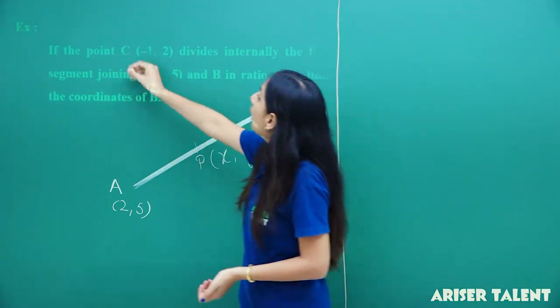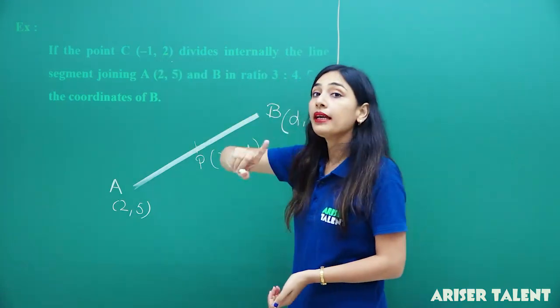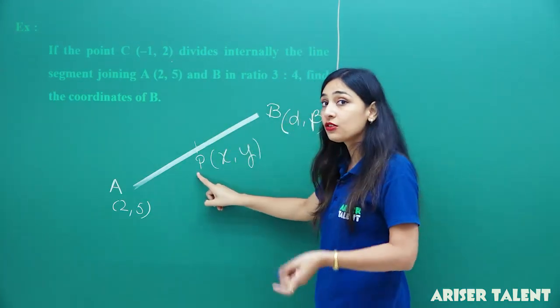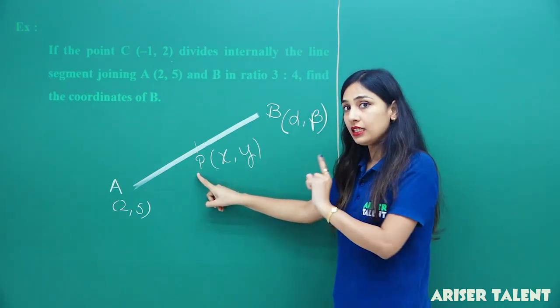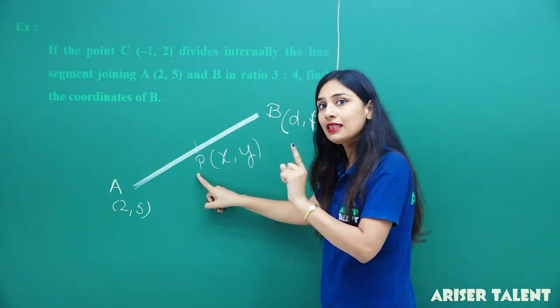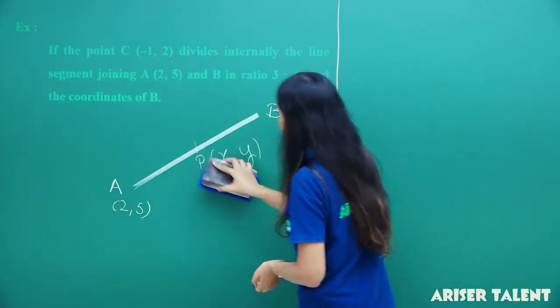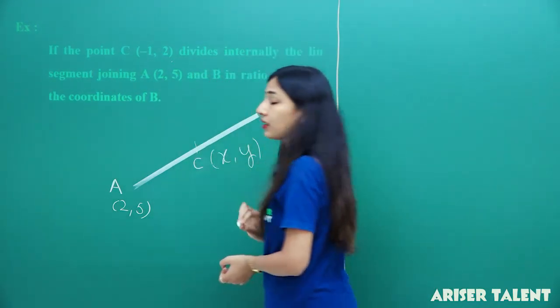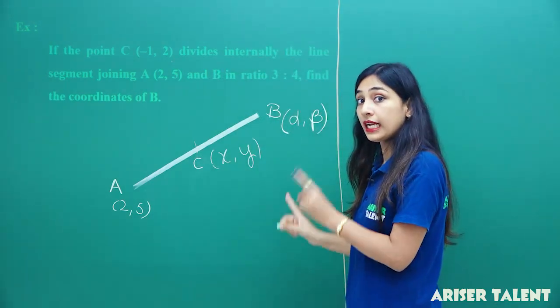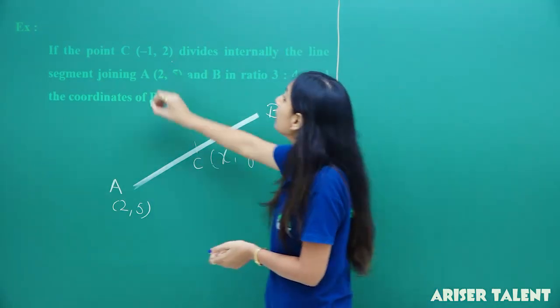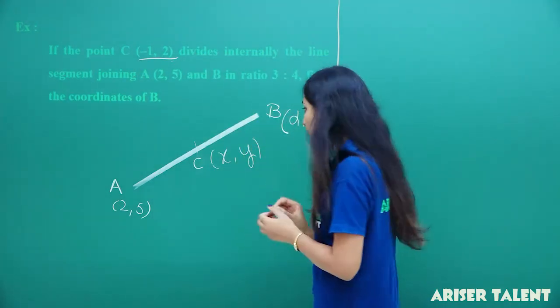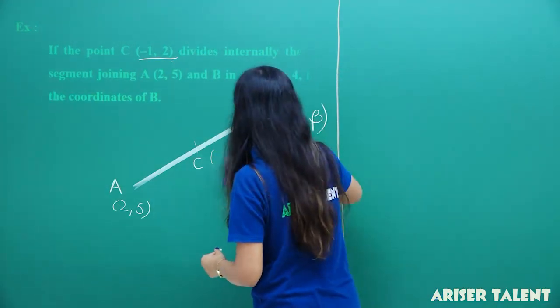Now we have the point C. It is not P here anymore; this point we named C. The coordinates of this point C are given as -1 and 2. So I should write it as -1 and 2.